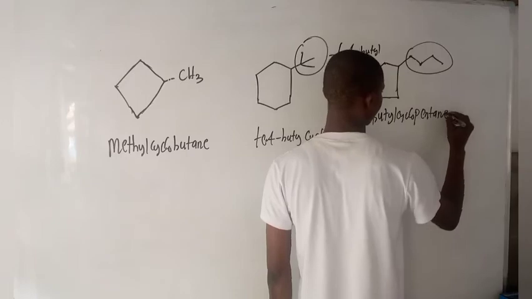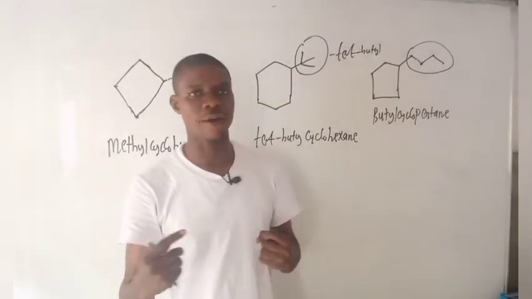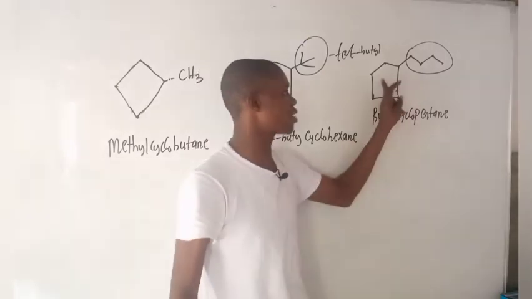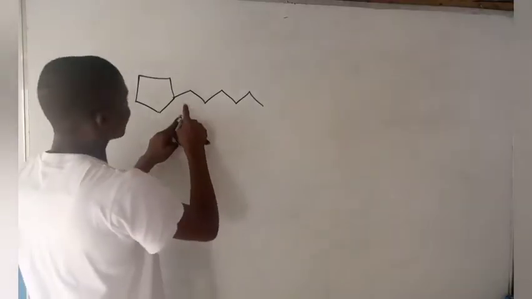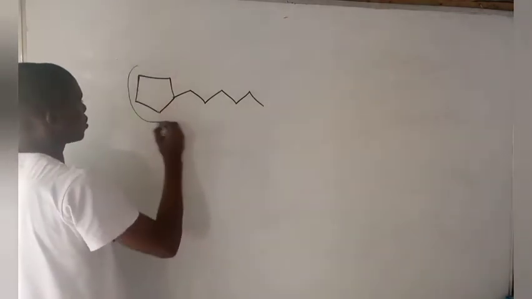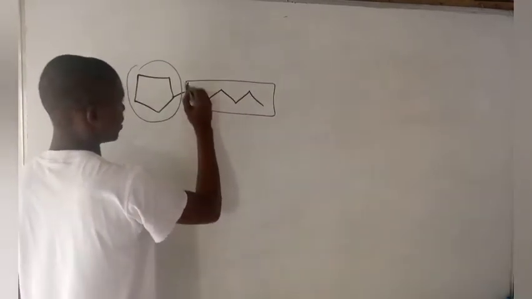Pentane. Hope you understand. Whenever the alkyl has fewer carbon atoms than the ring, it becomes the substituent, and the ring becomes the parent chain. So now let's look at this one here. We have the cyclic compound, and here we have the open chain, right?